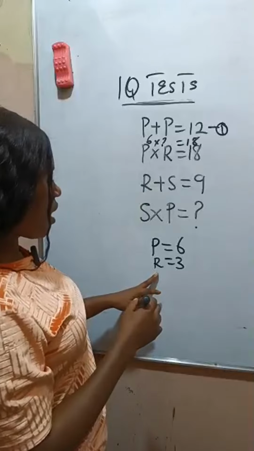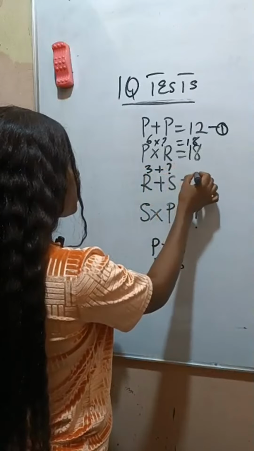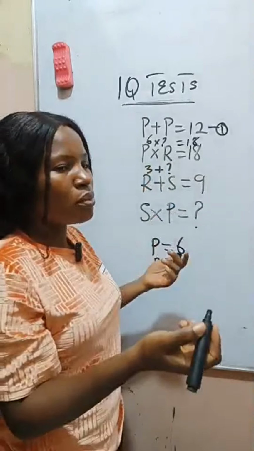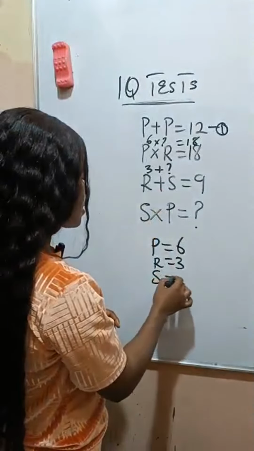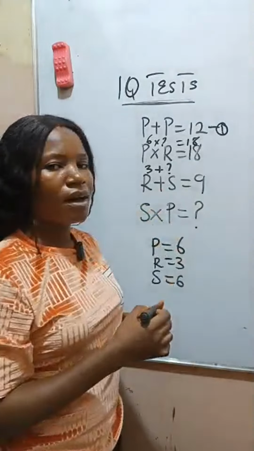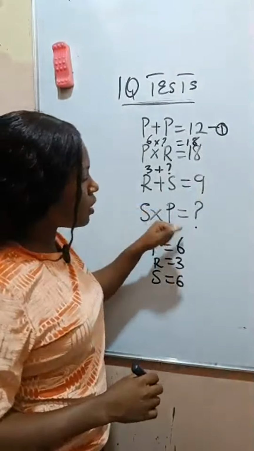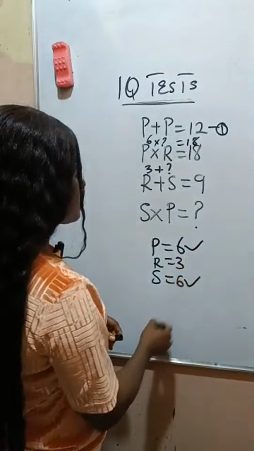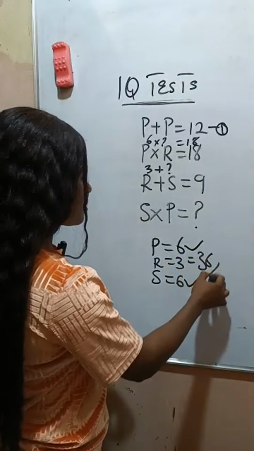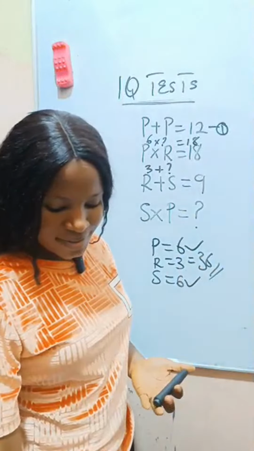Now we have R is 3, right? 3 plus what will give us 9? It's simple. 3 plus 6 will give us 9. So it means that S is 6. So we go to the last question, which says S times P. What is S multiplied by P? Which is 6 multiplied by 6, and that will give us 36. Yeah, very easy, right?